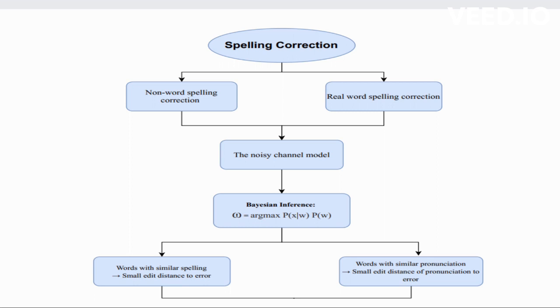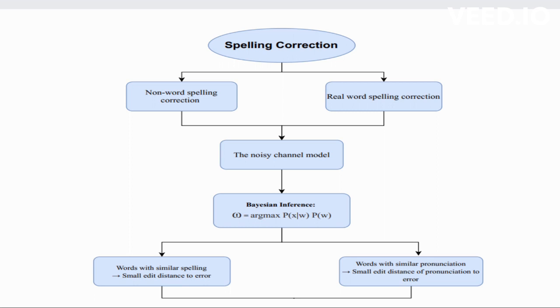The intuition of the noisy channel model is to treat the misspelled word as if a correctly spelled word has been distorted by being passed through a noisy communication channel. The noisy channel model is a kind of Bayesian inference. Given an observation X of some misspelling of some word, we would like to find W, the correct word. We are going to use the Bayes rule to find the maximum probability to replace the misspelled word X.